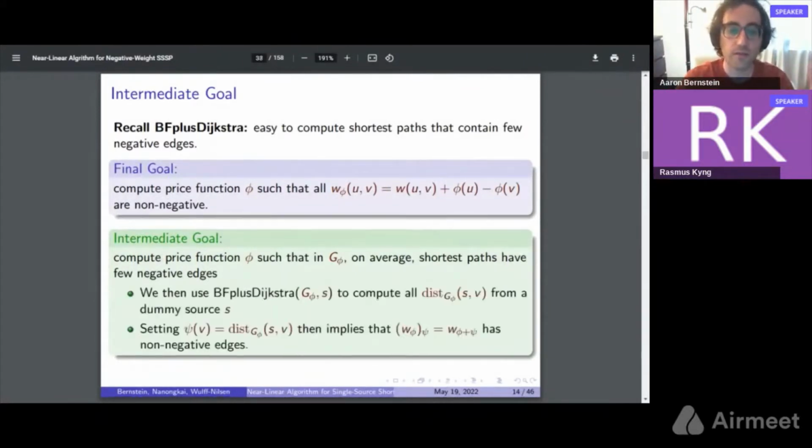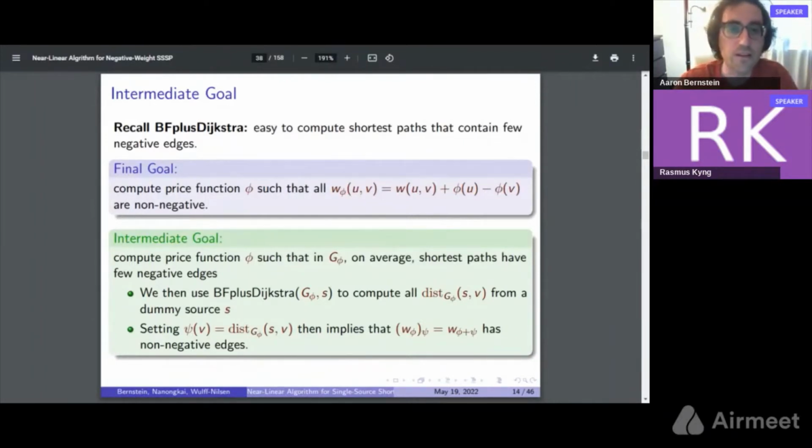Because now we have this graph that has few negative edges on average. So you run Bellman-Ford plus Dijkstra to compute distances from a dummy source in this graph. And now, as we said before, if you can compute distances, then you can actually compute the final price function with non-negative edges. So this is what I meant when I said you first compute a pretty good price function, then you use that to compute distances, and then you use those distances to compute a really good price function.